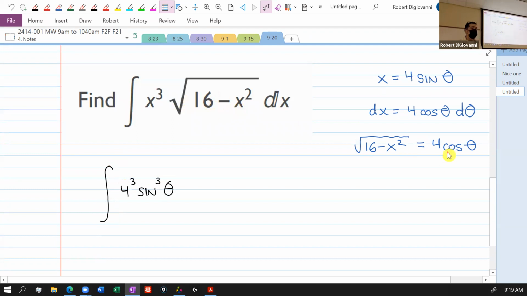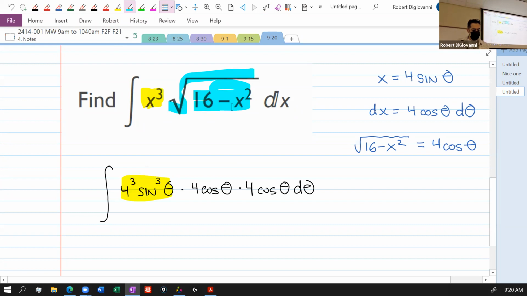4 cosine theta, right? So we know that that next piece is 4 cosine theta. And then what does the dx turn into? What is dx? It's all this, right? So 4 cosine theta d theta. So we'll play a little matching game. The x cubed here became this, right? The 16 root of all that became this. And then the dx became that. Understand?